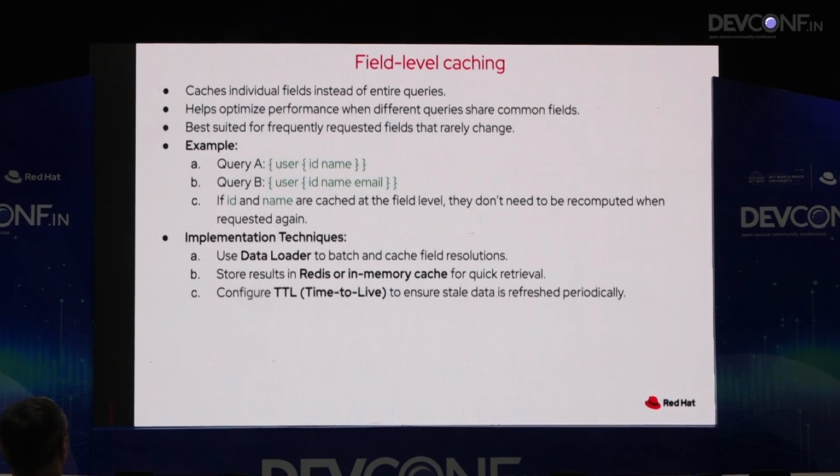Most of the time, these can be implemented using data loaders. We will talk a bit about data loaders ahead, but data loaders are a tool you can use to batch requests together, and it also helps in caching the particular field. When you find a particular field belonging to a type, it uses the key for that field and stores it in some kind of cache or in a hash map, or you can configure your own in-memory cache or maybe even Redis. So that's field level caching.